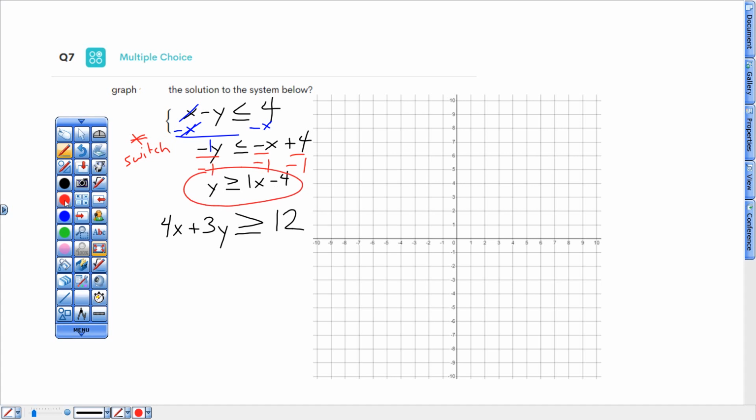This one right here, when I solve it, bring down that 3y. This gives me -4x. Right here, I'm going to divide by 3.